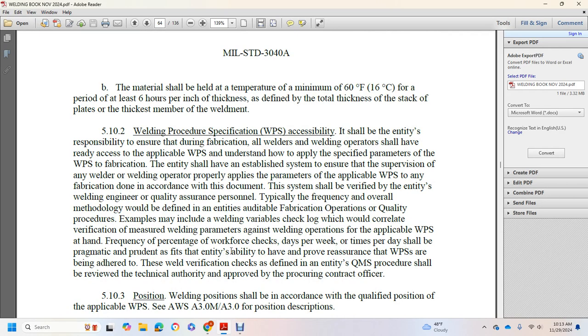In the end, he's responsible to ensure that during fabrication, all welding operators have ready access to the welding procedure specification and understand how to apply the specified parameters of the welding procedure specification to fabrication. And you shall have an established system that ensures the supervision of any welder operator prior to applying the parameters applicable to the welding procedure specification. Any fabrication done in accordance with the document system shall be verified by the welding engineer or quality assurance personnel with a typical frequency, overall of the methodology, defining its suitable auditable fabrication operation quality procedures.